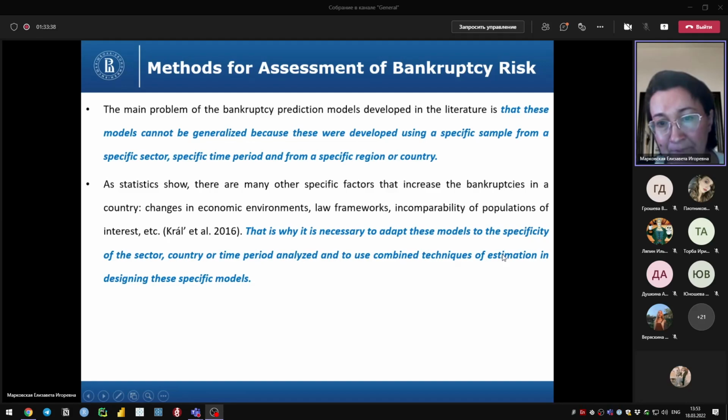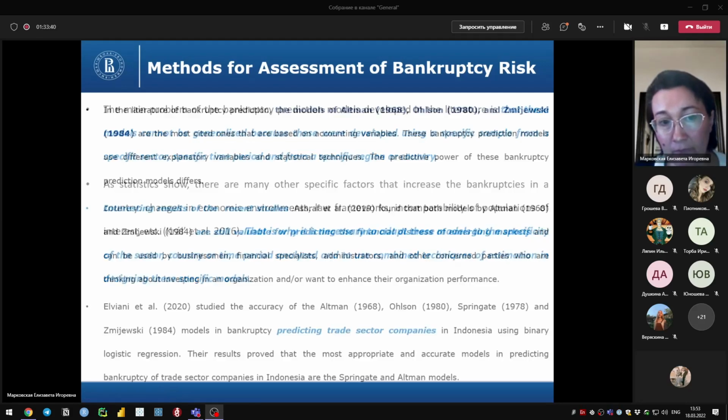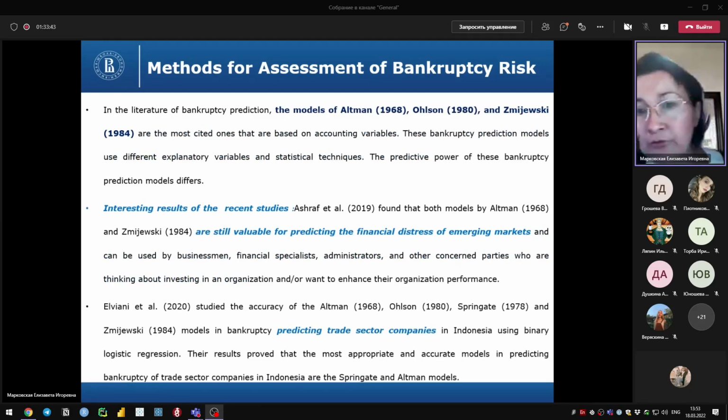Then some models. So I'd like to tell you somewhat about the models Altman, Olson, Zmijewski, and some interesting results of the recent studies. So you can see on my slide these interesting results. I've highlighted the most important things. So Altman, Olson, Zmijewski, these models are well known, the most cited ones.